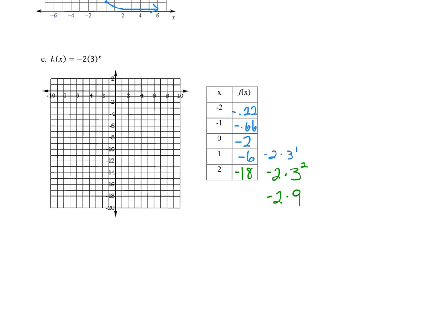Okay, so I go to where 2 is, negative 18; 1 is negative 6; 0 is negative 2. I make sure my line doesn't go above the x-axis, because these are really, really small numbers over here that it's coming from, and it's going to go down. It's actually not going to ever go into that positive part over there.